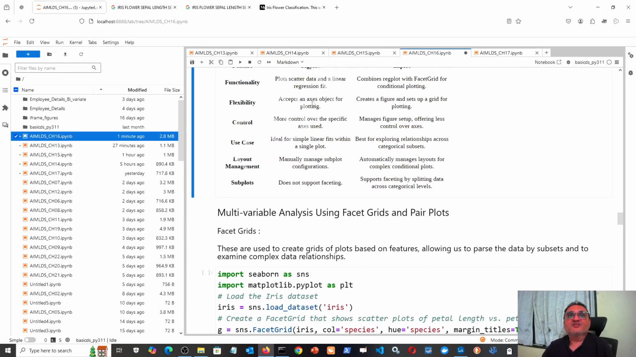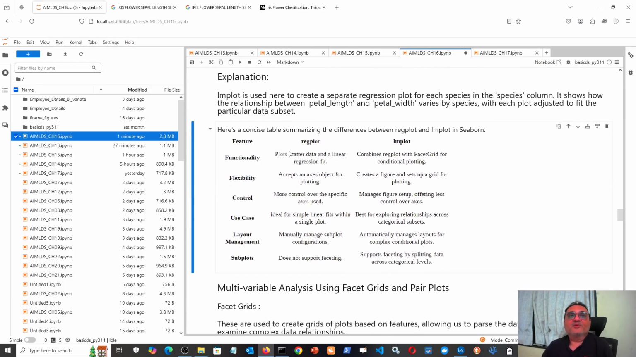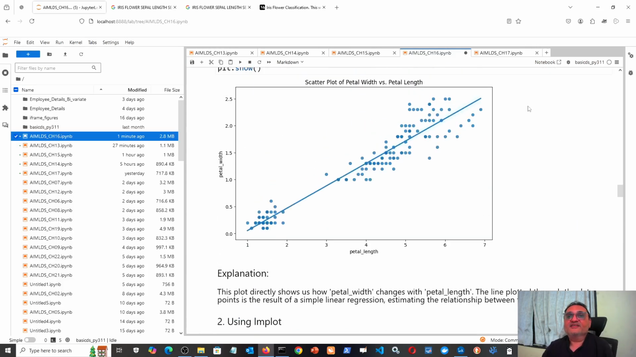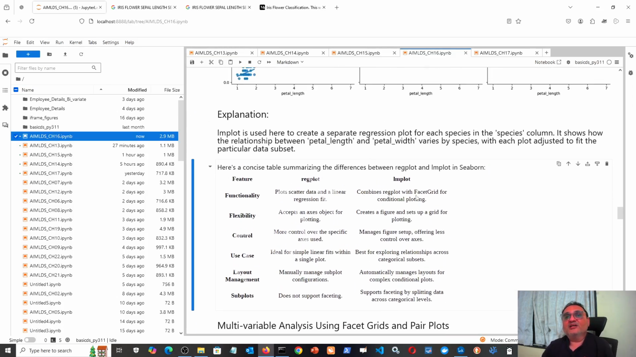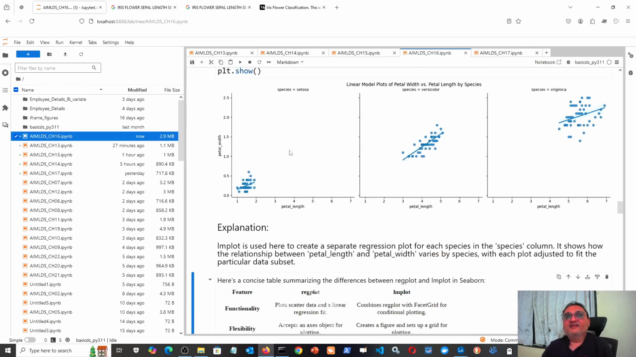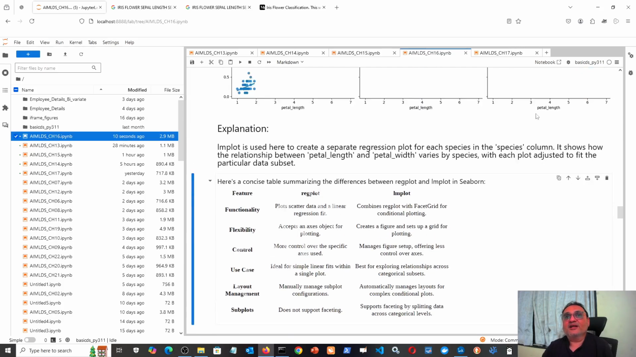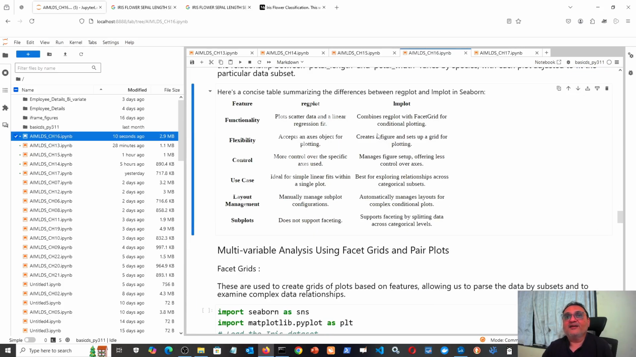Now here is the difference between reg plot and lm plot. Reg plot actually plots just scattered data and a linear regression fit. While lm plot, linear model plot, combines reg plot with a facet grid. This is called one facet, this is another facet, and another facet. So three facets, or if there are 10 categories, then it will be 10 facets.